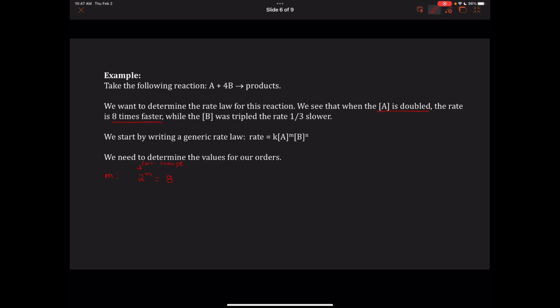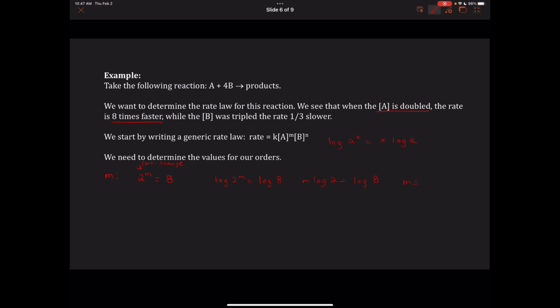The way we solve for exponents is using logs. We're going to use the log rule that the log of a to the x equals x times the log of a. That allows us to get that power out of that location. So we take the log of both sides: the log of 2 to the m equals the log of 8. Rearranging using that log rule, we get m times the log of 2 equals the log of 8.